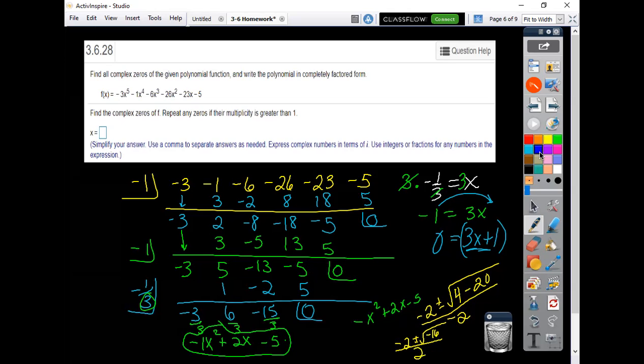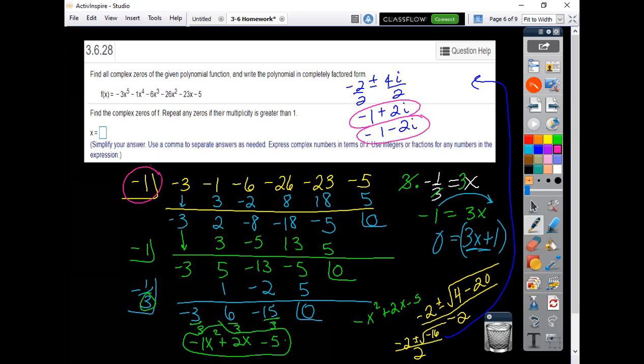Running out of space, so I'm going to bring this up to the top to finish it for the other zeros. That's negative 2. The square root of 16 is 4, but since it was a square root of a negative, there's an i. And then it's all over 2, or each of these over 2 is another way to write it. So negative 1 plus 4 divided by 2 would be 2i, or negative 1 minus 2i. So then we have 1, 2, 3, 4, 5 of our zeros.